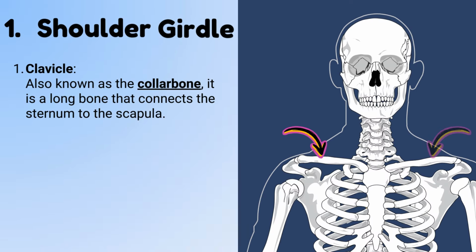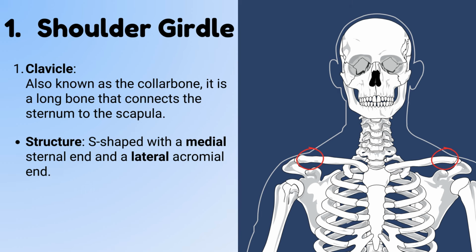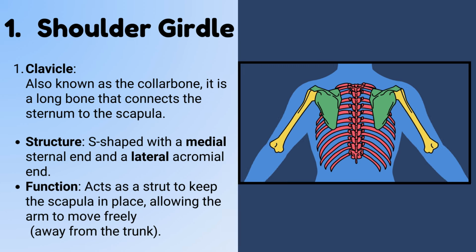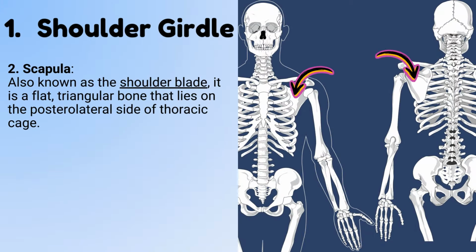Clavicle. It is also known as the collarbone. It is a long bone that connects the sternum to the scapula. Structure of clavicle. It is S-shaped, with a medial sternal end and a lateral acromial end. Function of clavicle. It acts as a strut to keep the scapula in place, allowing the arm to move freely away from the trunk.